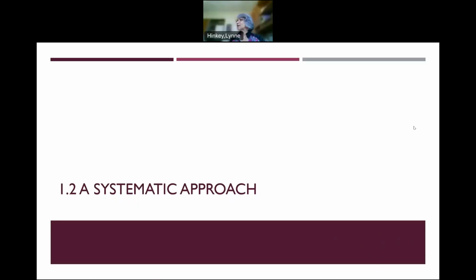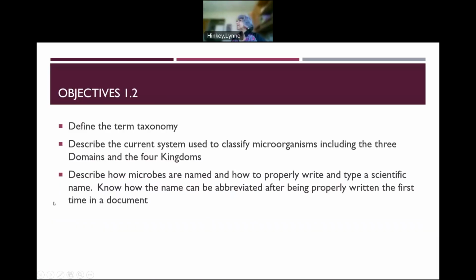So Section 1.2 is a systematic approach. Our objectives for this section: define the term taxonomy, describe the current system used to classify microorganisms, including the 3 domains and 4 kingdoms. Describe how microbes are named and how to properly write and type a scientific name. Know how the name can be abbreviated after being properly written for the first time in a document.